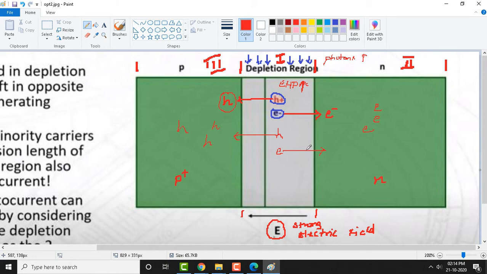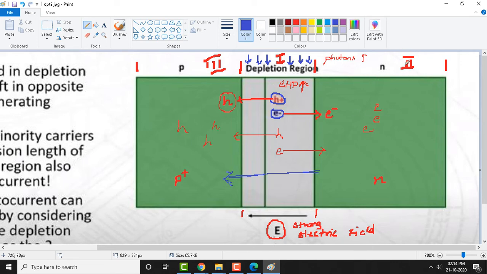That means the holes are moving towards the P plus side and electrons are moving to the N side. Now, can you guess what is the direction of the current in this case? It is from N to P, because it is in the same direction as the field. So, the current direction is from N to P. So, current flows like this, from N to P. Okay. So, just now we have analyzed only region 1, that is the depletion region.